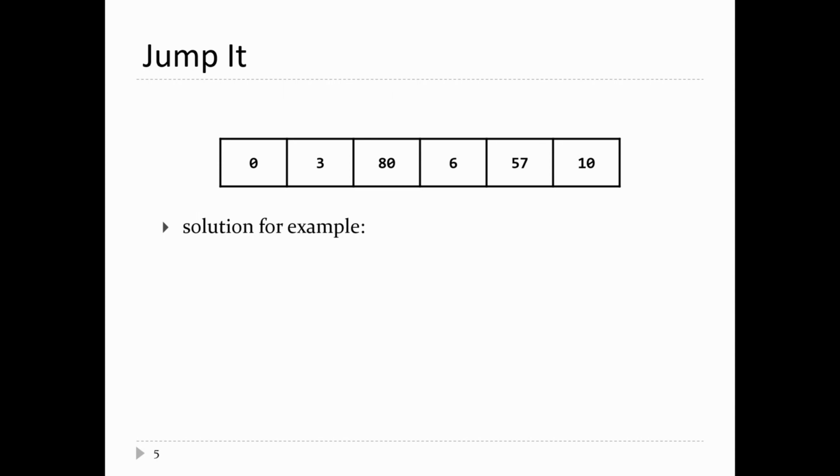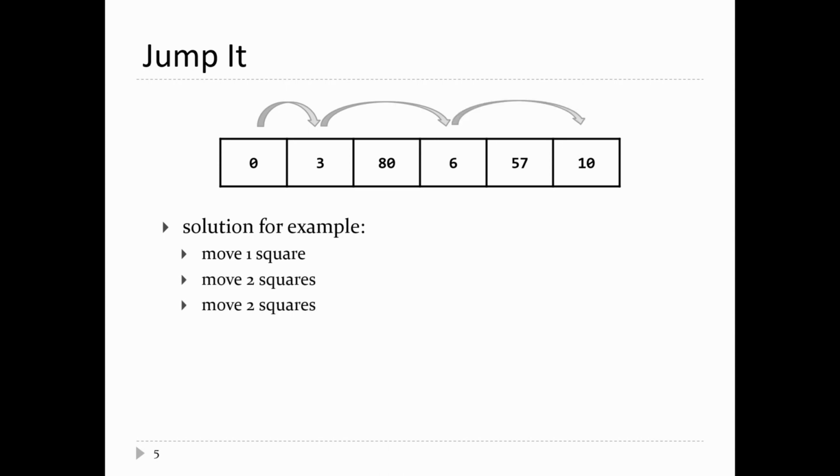Okay, so the solution for this example is the following. You move 1 square, that costs you 3. You move 2 squares, that costs you 6. And then you move 2 more squares, that costs you 10. If we back this up, your choice is between the 3 and the 80, so you choose the 3. Then I can go to the 80 or the 6, so I'm going to go to the 6 because that's lower. And I can go to the 57 or the 10, so I'm going to go to the 10 because that's lower. Or you can argue, well, the 10 is the last square, so I might as well just go to that square.